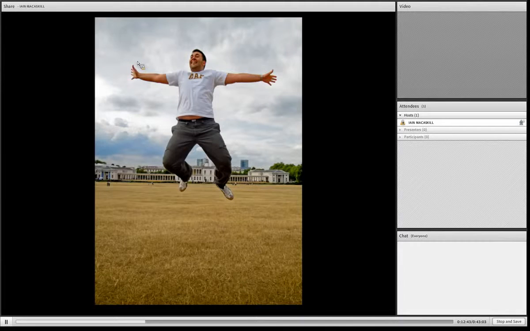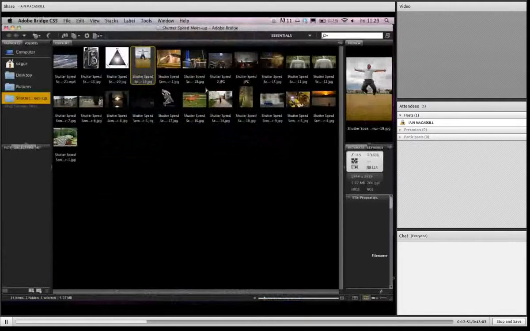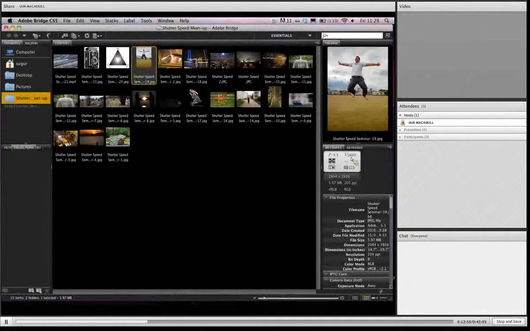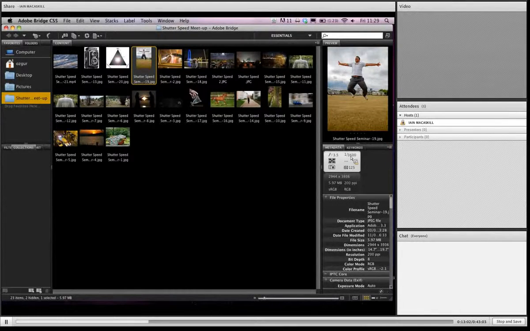And say, for example, he was jumping here. Let's check how fast this was. Here you can see I set the shutter speed for this one to 1600th of a second. So as the guy was in the air, the shutter went off, the camera captured the guy in the air, frozen. Now this is a fairly fast shutter speed.